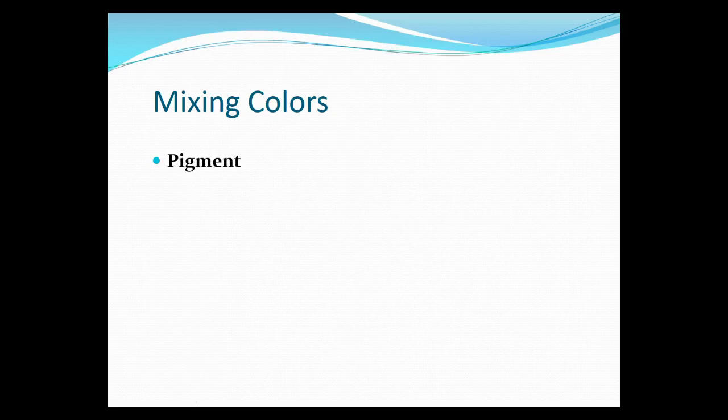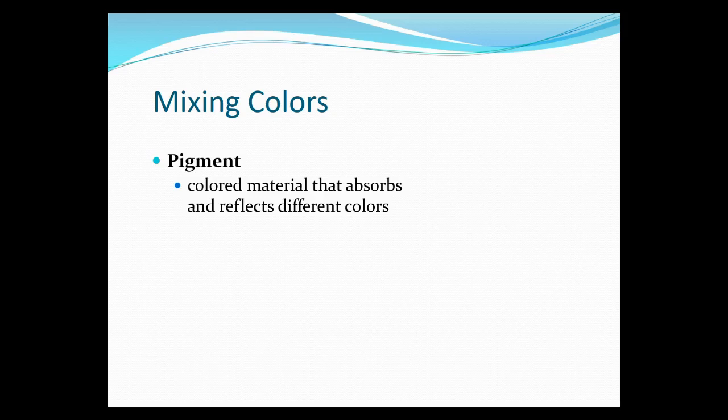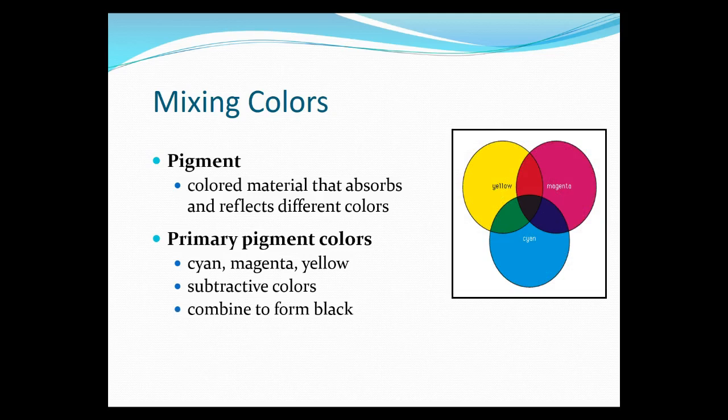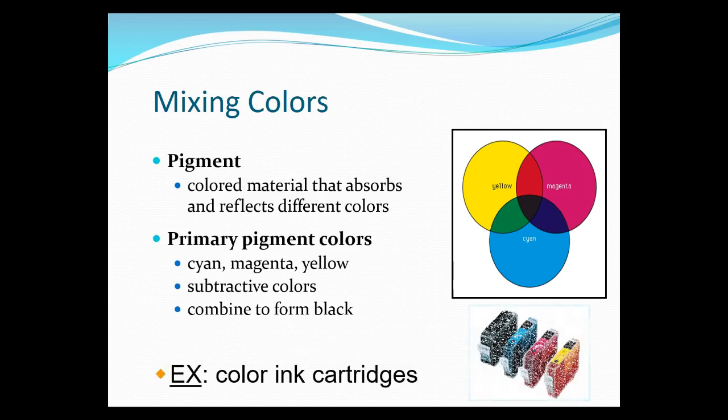Okay, so now we're going to look at pigments, and a pigment is just a colored material that absorbs and reflects different colors. Primary pigment colors include cyan, magenta, and yellow. And this is a subtractive process, or subtractive colors. Unlike light, where putting all light together gives you white light, when you put all the pigments together, you get black pigment. So that's something to keep in mind. An example of this would be ink cartridges.